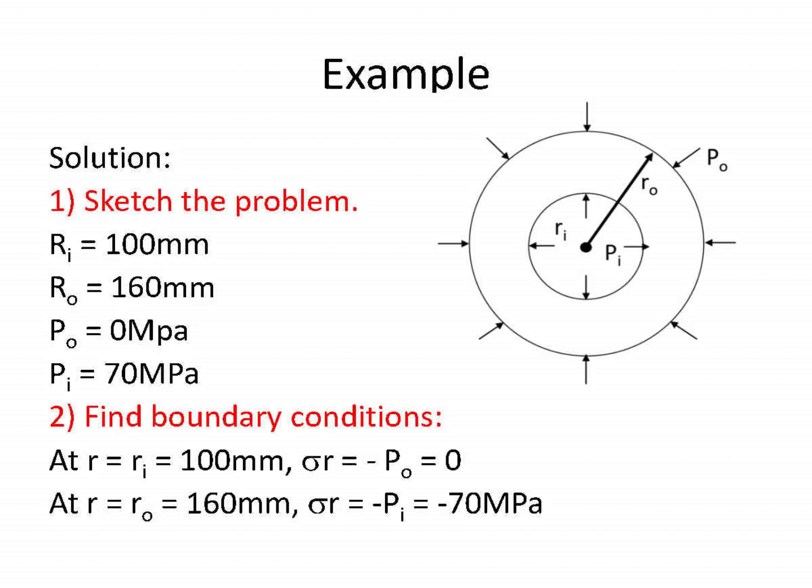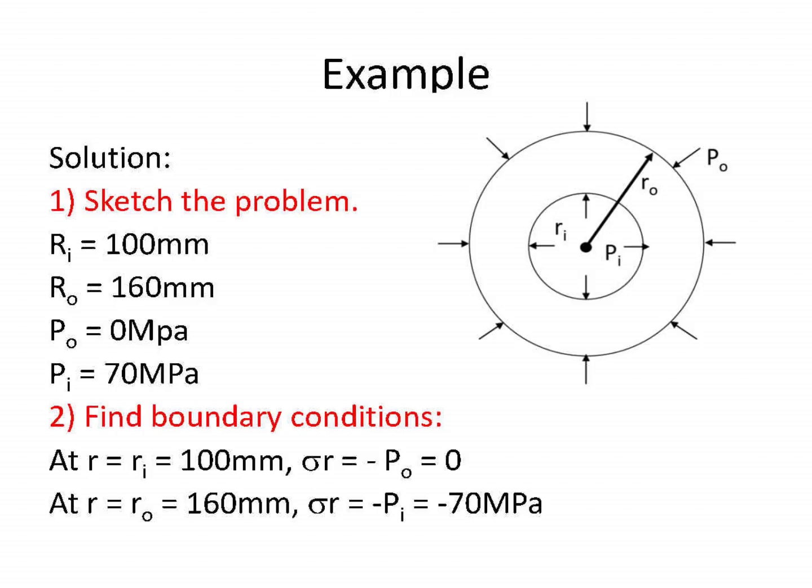First, let us confirm that this is a thick cylinder. The thickness of the cylinder is the outer radius minus the inner radius, which is 60 millimeters. When we compare this thickness to the inner radius, the ratio is much greater than 1. Therefore, this cylinder must be analyzed as a thick-walled cylinder, and Lame's theory is required.